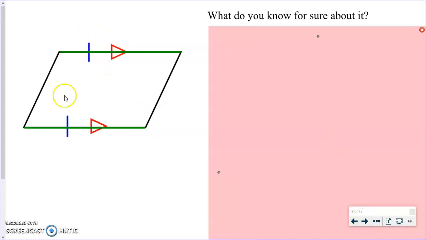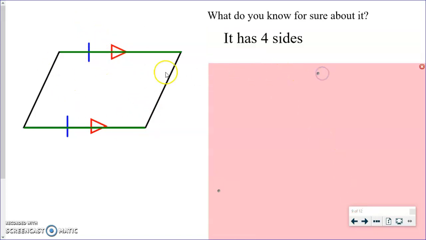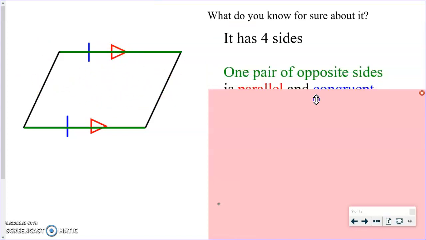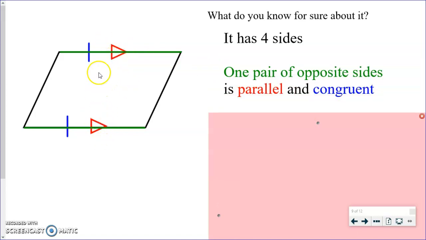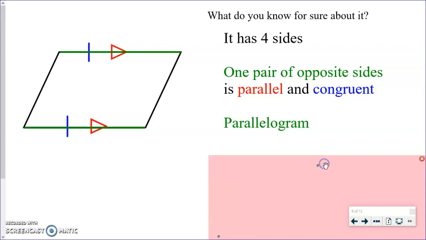All right. So again, we got four sides. All right. Maybe you have some idea what you think this is. It's got parallel sides. Maybe it's a parallelogram, but we don't know anything about these sides. But let's see if we got enough to prove it's a parallelogram. So this one pair of opposite sides is parallel and congruent. And we had a rule in one of the other lessons that said if that happened, then it has to be a parallelogram.